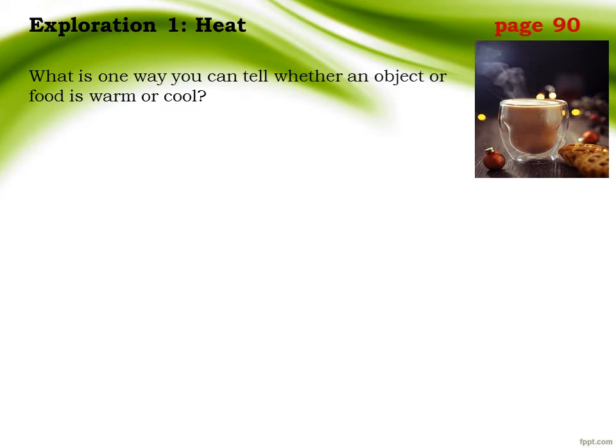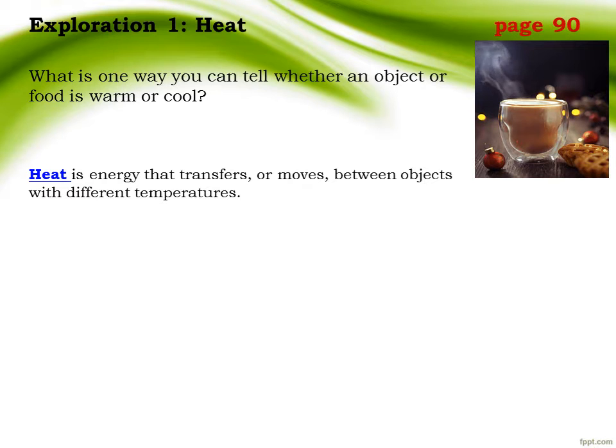Exploration 1, heat. In this part, students, we will discuss how changes in temperature can change the structure of matter. What is one way you can tell whether an object or food is warm or cool? Yes, you're right. By touching it or by placing your hand near the object, seeing it's burning or seeing it's frozen. Remember that the terms hot and cold are ways to describe temperature, and we also learned that heat is energy that transfers or moves between objects with different temperatures. And please take note, grade 4, that heat always flows from hotter to colder materials.